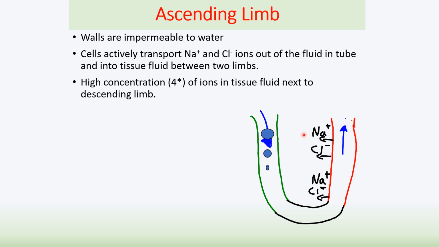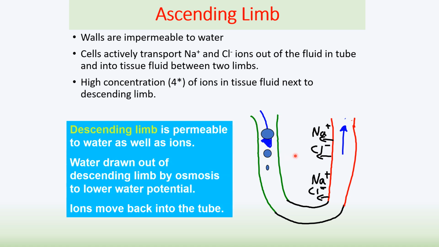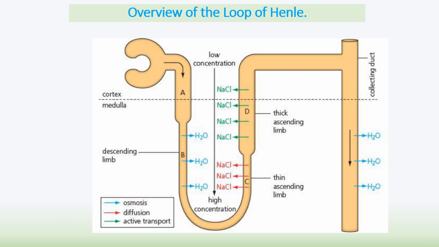That lowers the water potential in this area, and then the water that's going down the descending limb moves out from a higher water potential to a lower water potential via osmosis. So the descending limb is permeable to water as well as ions, and the water is drawn out via osmosis to the lower water potential. Also, the sodium ions and chlorine ions will then diffuse back in here from a higher concentration to a lower concentration via diffusion. So the water comes out, making the fluid more and more concentrated as you go down. And you can see here the diffusion as you go down.